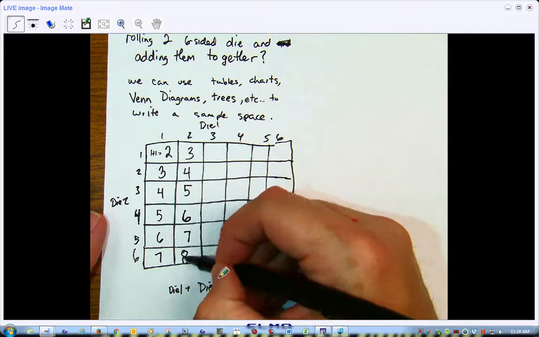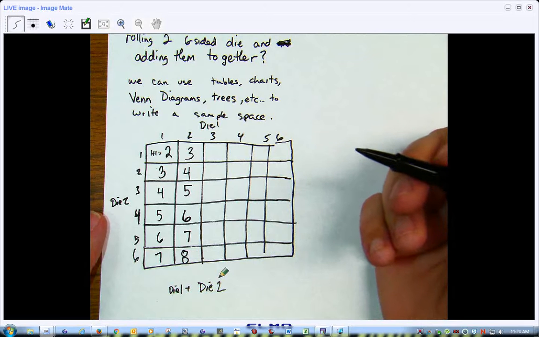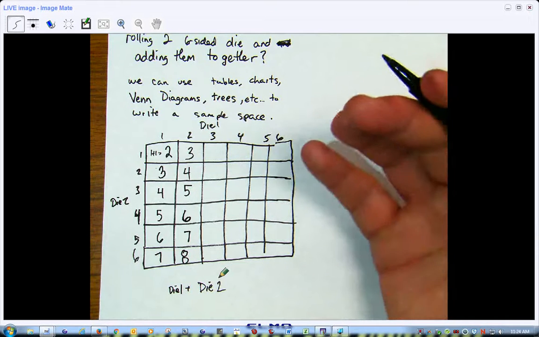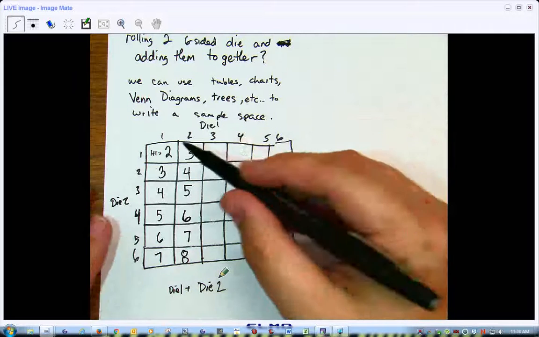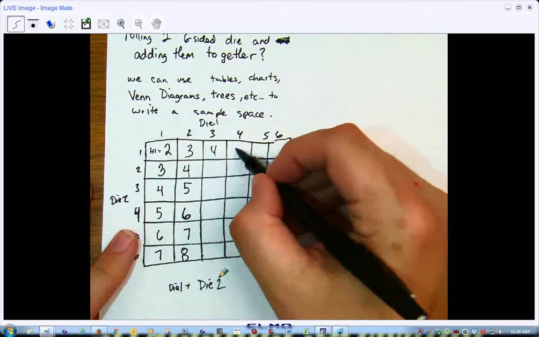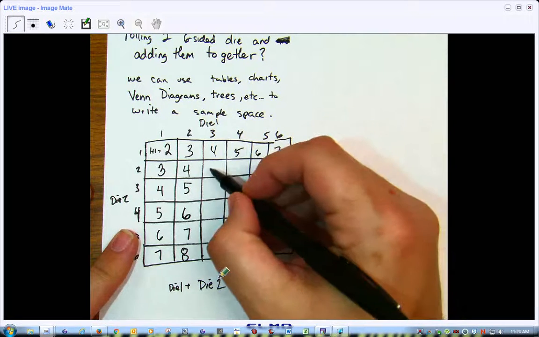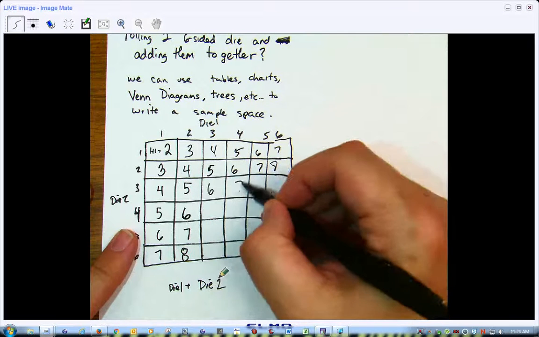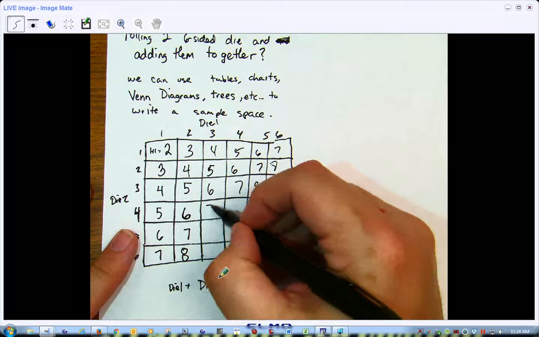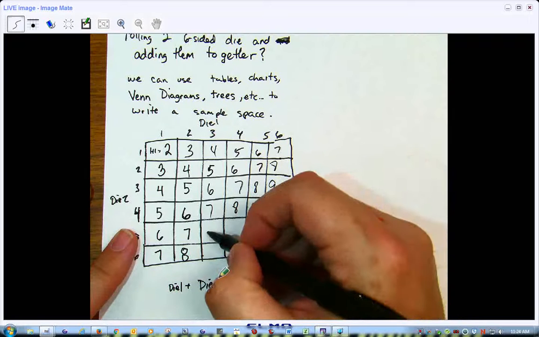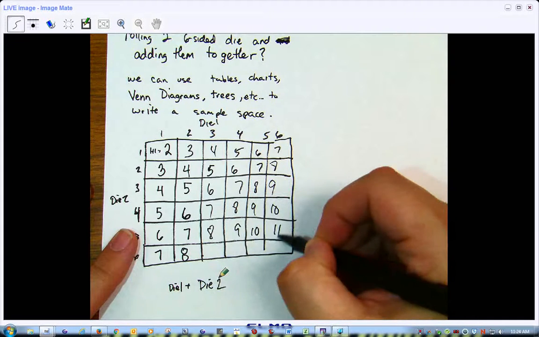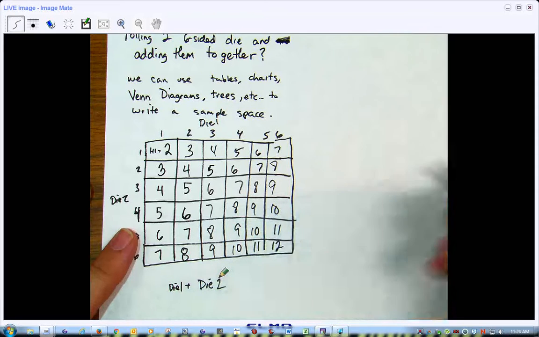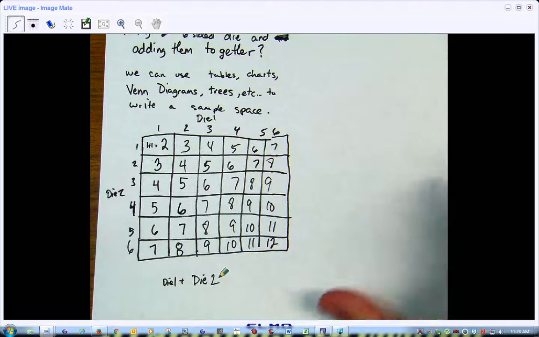do you see a pattern? The nice thing about it is, when you're working with dice, a lot of times you get a pattern, where it's going to be 2, 3, 4, 5, 6, 7, then 3, 4, 5, 6, 7, 8, then 4, 5, 6, 7, 8, 9, up to 9, 10, 11, 12. So we were able to create the entire sample space.